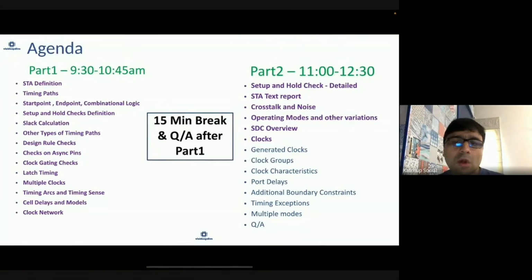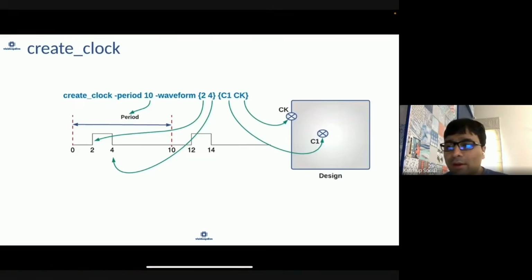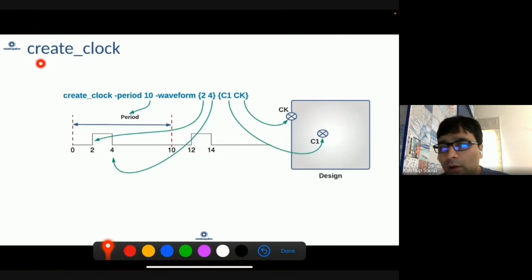So let's start with clock specification, how clocks are specified in timing constraints. Clocks are specified using the command called create clock. Create clock specifies a primary source, typically on a PLL or on some other input ports of the design. There are multiple options to the create clock command. So you specify create clock, and you specify what is the period of the clock, for example, this is the period of the clock.